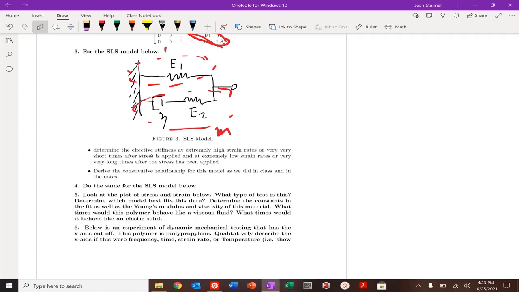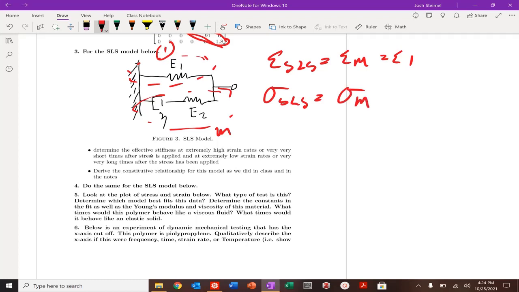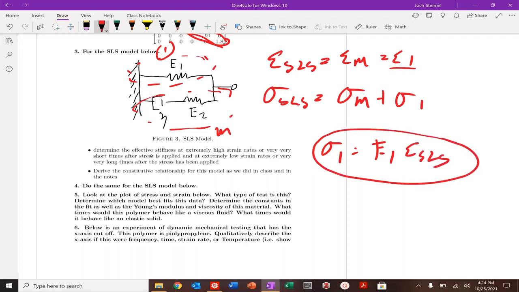So for the constitutive relationships, remember, we need to write everything in terms of our standard linear solid model. So in this scenario, if I break it down into my one arm and my Maxwell arm, I know that when I'm in parallel, my strain in my SLS must be equal to the strain in the Maxwell, equal to the strain in my one arm. And thus the stress in my SLS is equal to the stress in my Maxwell plus the stress in my one arm. Now luckily, stress in the one arm is just equal to E1 times the strain in the one arm, which is equal to the strain in the SLS. So I've already got this, right here.